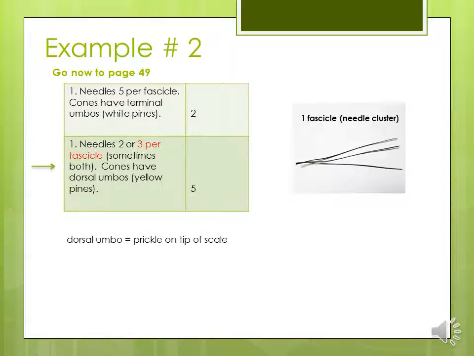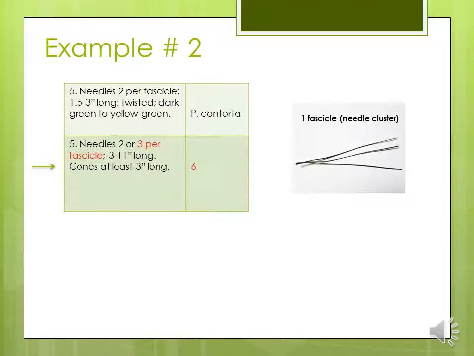Next it asks if there are 5 needles per fascicle or 2 or 3 needles per fascicle, and this has 3 needles per fascicle. So that's going to lead us on to number 5. Number 5 asks if there are 2 needles per fascicle or 2 or 3 needles per fascicle. So this is one where if there were 2 needles per fascicle, you would want to read the rest of the statement. But since we have 3 needles per fascicle, it only fits with that second number 5. So we'll go ahead and move on to question number 6.